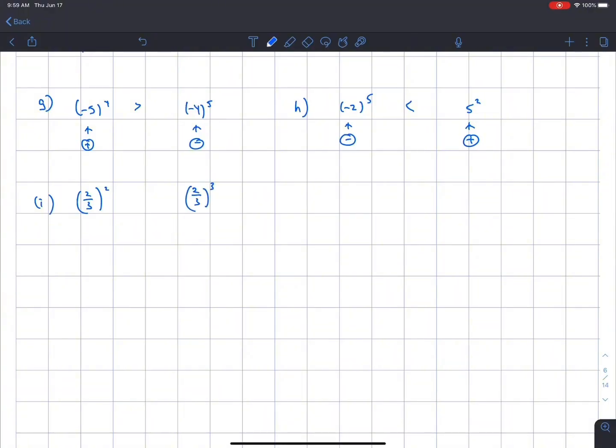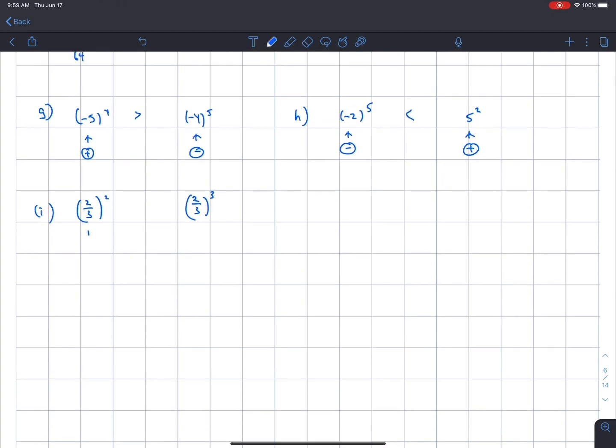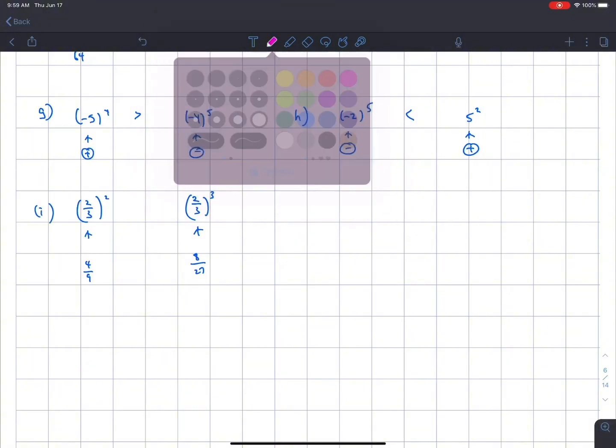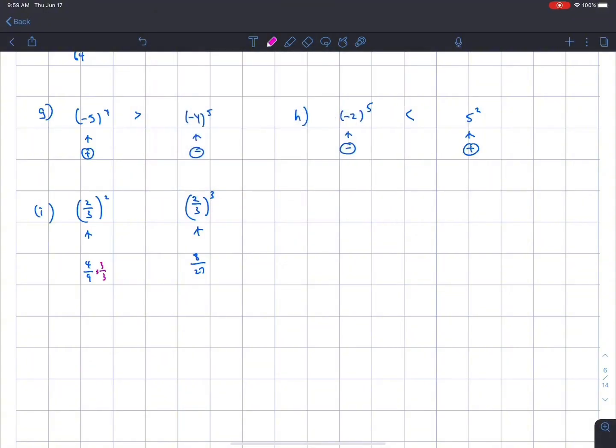So this one is very interesting. We have a fraction raised to an exponent, and this is just a bigger exponent. So you see 2/3 squared is just 2 squared is 4, 3 squared is 9. 2/3 to the power 3, 2 to the power 3 is 8, 3 to the power 3 is 27. And now I can make the same denominator. I can times this one by 3 over 3 to make the denominator equal to 27. So that will give me 12 over 27. And now you can see that 2/3 squared is actually bigger.